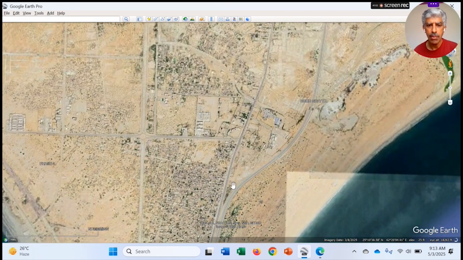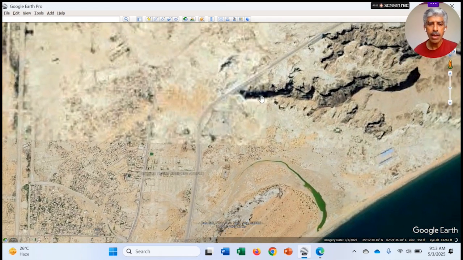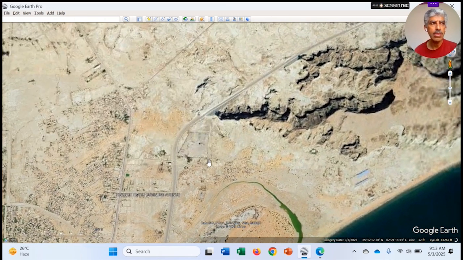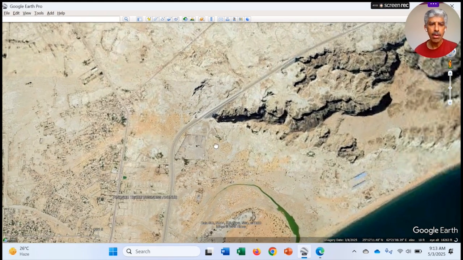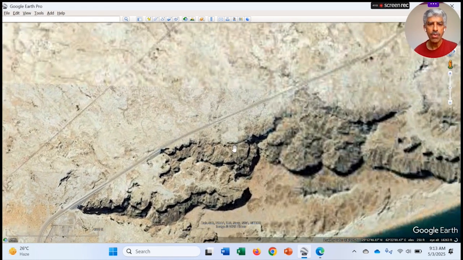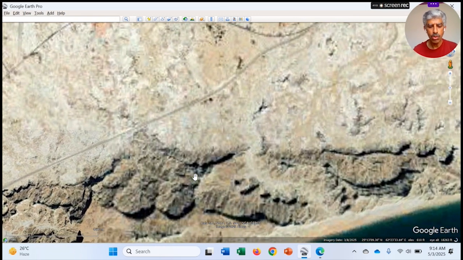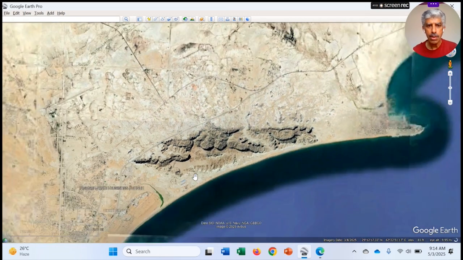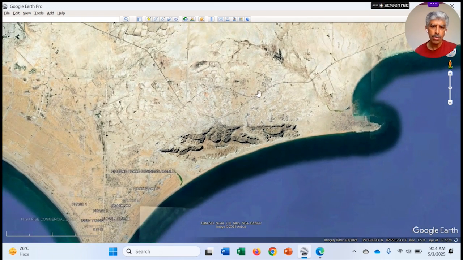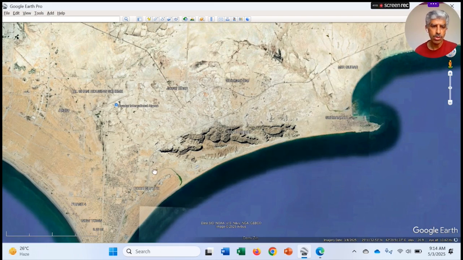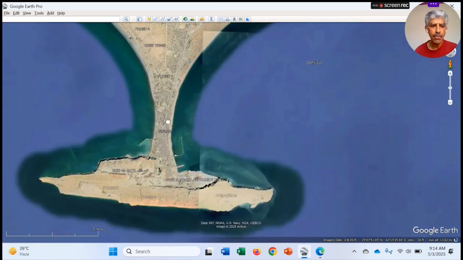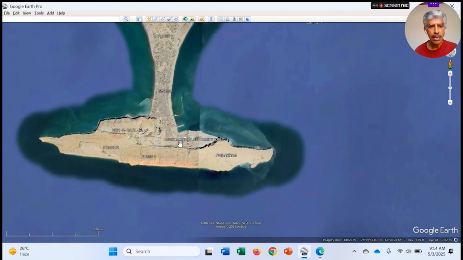And here is a main road going this way, and it runs across the coastal areas of Pakistan, right from Gwadar to Karachi, that is known as Makran Coastal Highway. So you can see I have zoomed out, and you can see that this road is going towards Karachi, from east to west, from Karachi to Gwadar. And here we have the Gwadar town and the Gwadar port.